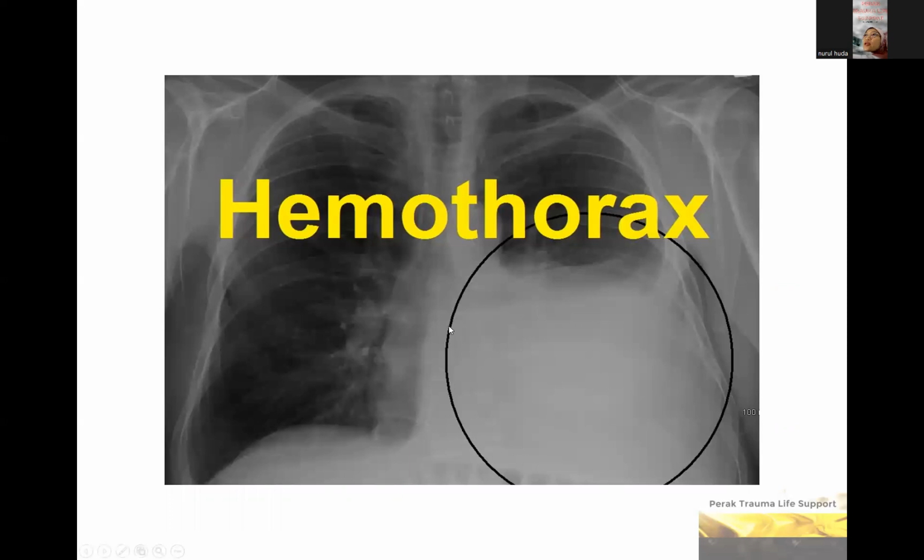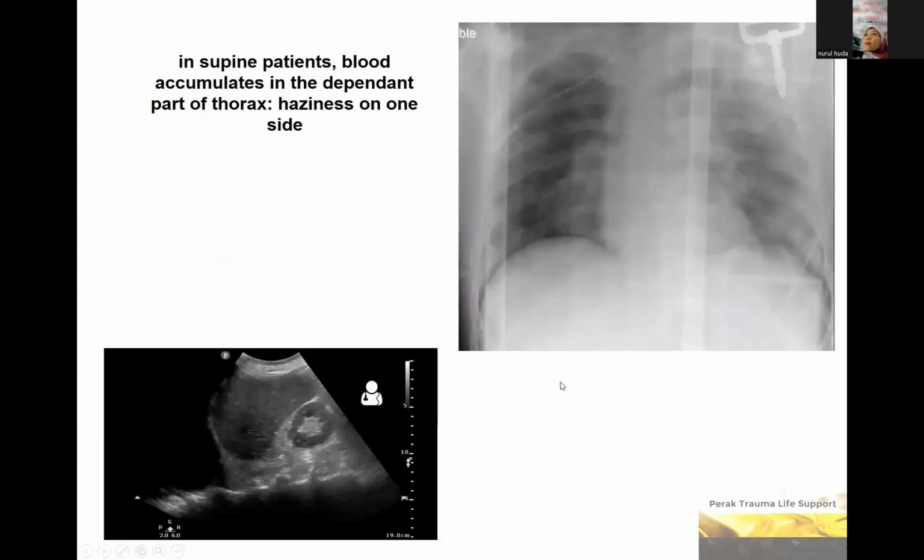So this is the X-ray that shows the left hemothorax. There is a meniscus sign with homogeneous opacity on the left. However, when the patient is supine, you will just see haziness all over the lungs, because the blood accumulates in the dependent part of the thorax. From the ultrasound, you will see the pleural effusion above the diaphragm, and you will not see the curtain sign, and there will be a spine sign.